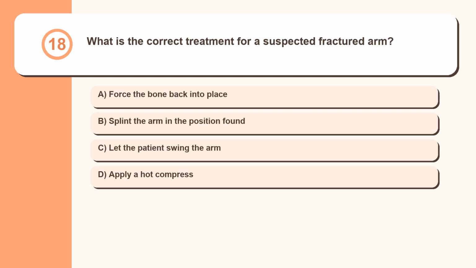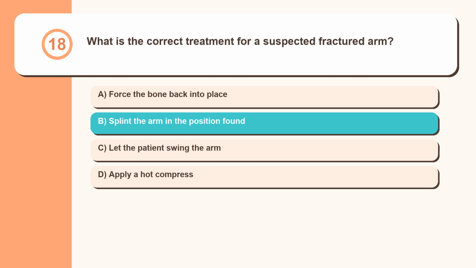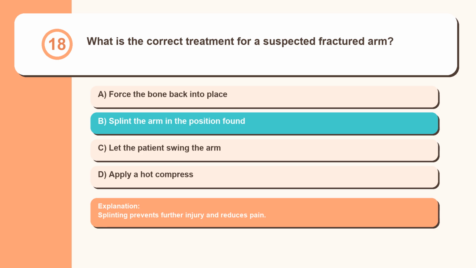Question 18. What is the correct treatment for a suspected fractured arm? Force the bone back into place. Splint the arm in the position found. Let the patient swing the arm. Apply a hot compress. Splinting prevents further injury and reduces pain.